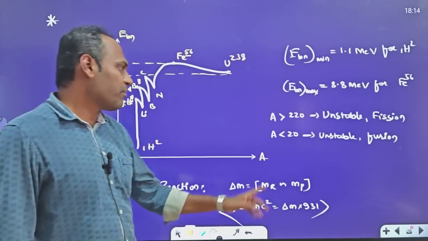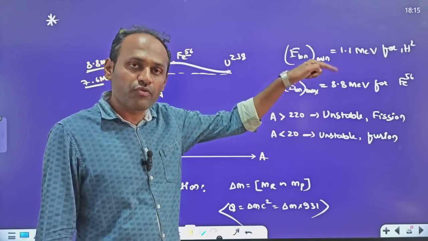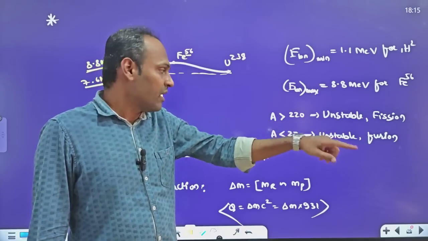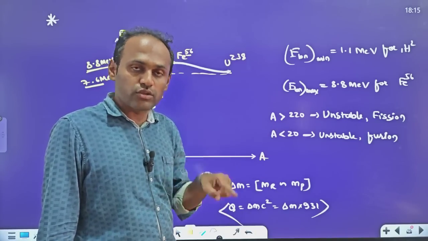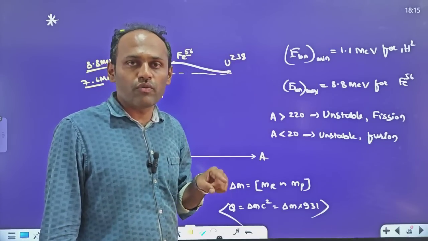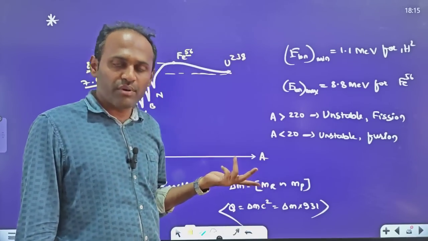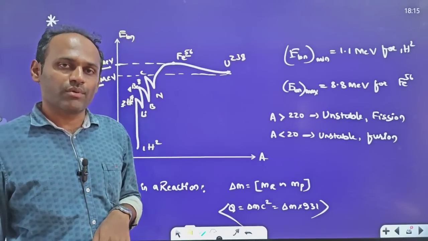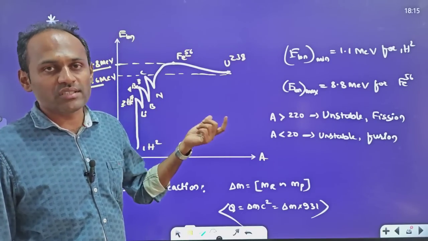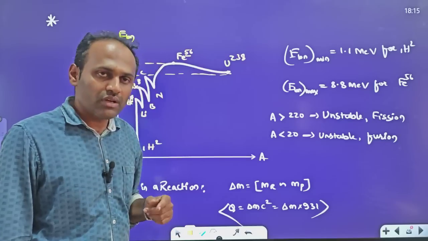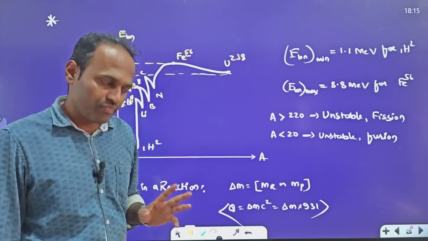Okay, next, if the mass number of the nuclei is greater than 220, it will be unstable and it will undergo nuclear fission. If the mass number is less than 20, then also it is unstable, but it will not undergo fission, it will undergo fusion. Both are unstable. 220 ಕಿಂತ ಜಾಸ್ತಿ ಇದ್ರೂ unstable, 20 ಕಿಂತ ಕಮ್ಮಿ ಇದ್ರೂ unstable. But 220 ಕಿಂತ ಜಾಸ್ತಿ ಮಾಸ್ ನಂಬರ್ ಇತ್ತಪ್ಪ ಅಂದ್ರೆ ಅವು ಹೆವಿ ನ್ಯೂಕ್ಲಿಯಸ್ ಇರ್ತಾವೆ, ದೇ ವಿಲ್ ಅಂಡರ್ಗೋ ನ್ಯೂಕ್ಲಿಯರ್ ಫಿಷನ್. 20 ಕಿಂತ ಕಮ್ಮಿ ಮಾಸ್ ನಂಬರ್ ಇದ್ರೆ ಅವು ಲೈಟರ್ ನ್ಯೂಕ್ಲಿಯಸ್ ಇರ್ತಾವೆ, ದೇ ವಿಲ್ ಅಂಡರ್ಗೋ ಫ್ಯೂಷನ್, ರೈಟ್?